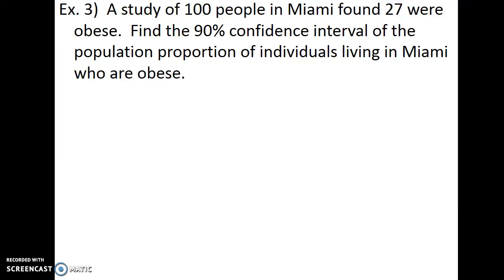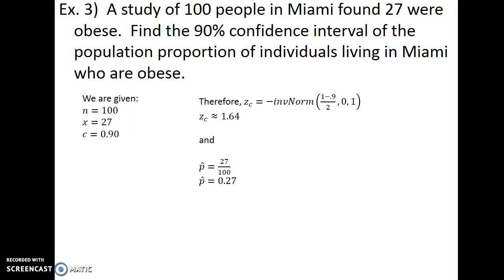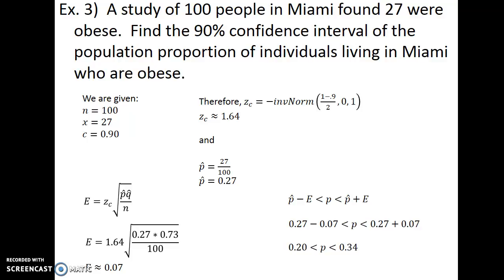So example 3, very similar. 100 people, 27 were obese. I want the 90% confidence interval. So I give you n, x, and c for this one, so you can find your critical value. You can find p hat. This kind of is an unnecessary example because it's so similar to what we just did. But you can find your error by the critical value times the square root of p hat q hat over n. So you find your error is 7/100. Adding it and subtracting it from 0.27 gets me 0.2 to 0.34.